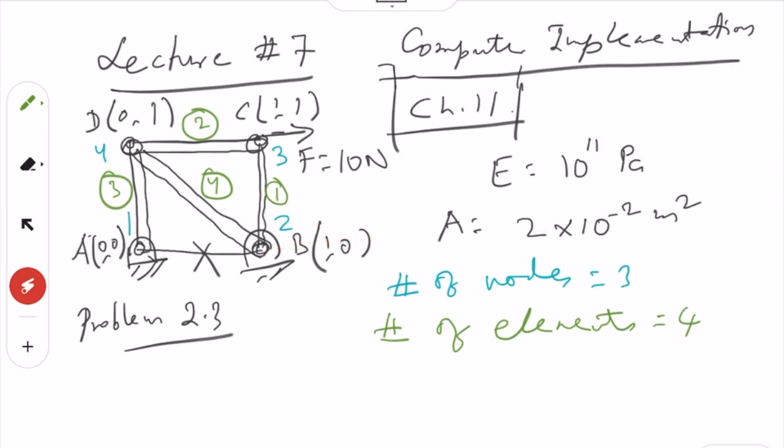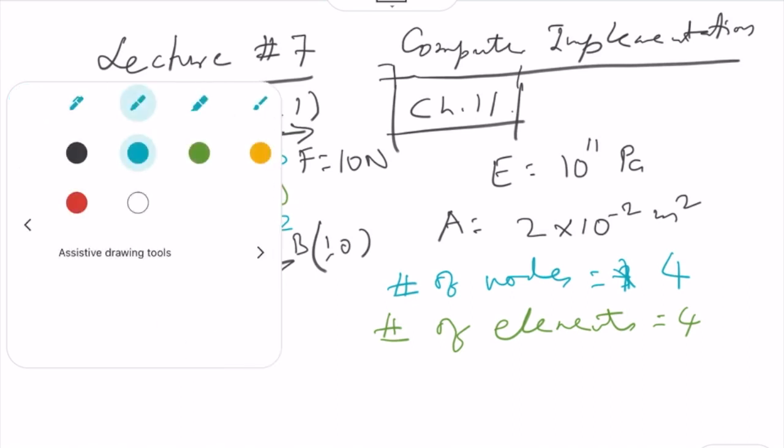Now, given that number of nodes, I think I made a mistake. There will be number of nodes equal to 4. See here we have 1, 2, 3, 4. So 4, but I wrote 3, so it is not correct. Let me correct it. So number of nodes is also equal to 4.